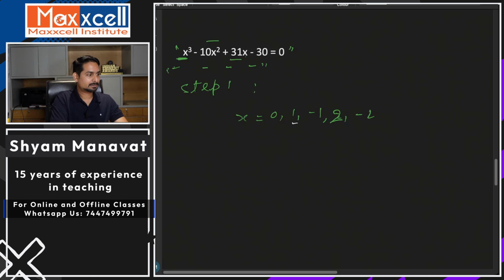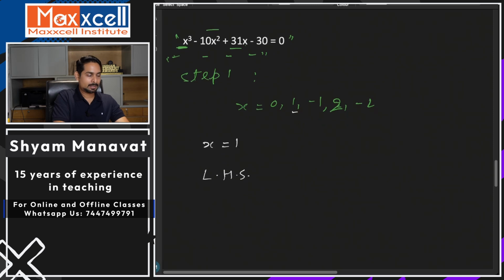If I try x is equal to 1, for the left hand side, what do I have? I'm explaining this concept builder video, that's why I'm going a little slow. If you are finding the video to be slow, please increase the speed of the video and then you can watch. So x is equal to 1, substitute there. 1 cube is 1. Let me not confuse you guys, write it properly.